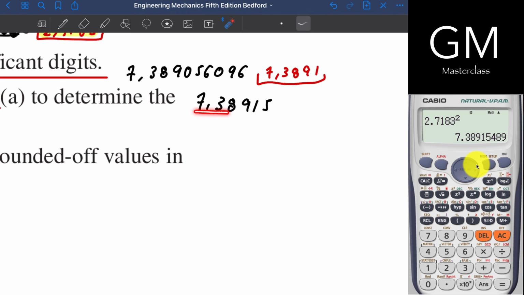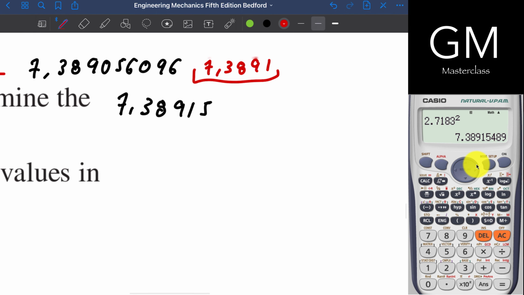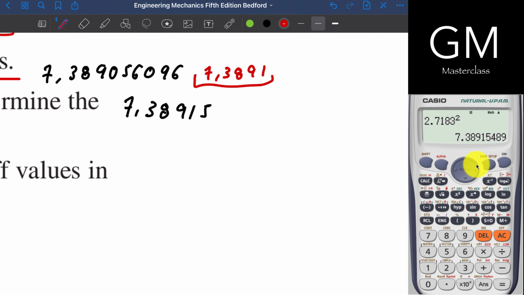So the first two and the last 2 digits. Because we have a 5 right here, we have to approximate the number that is right here to the number that follows. So the answer would be 7.3892.